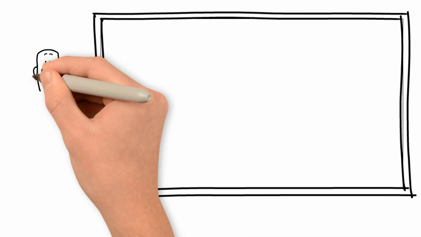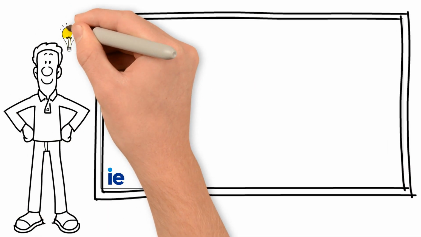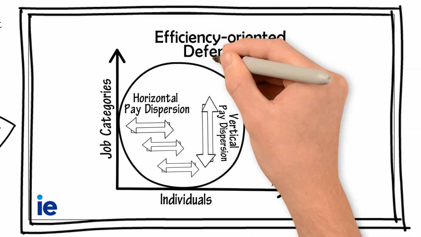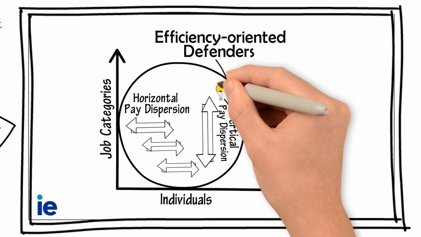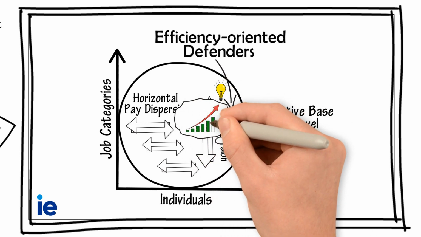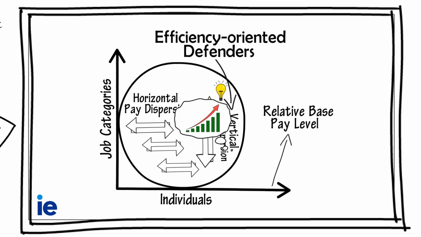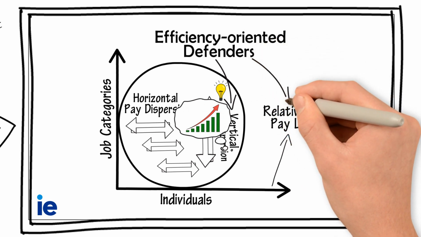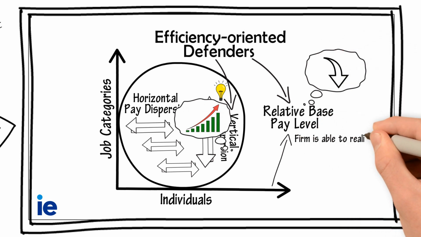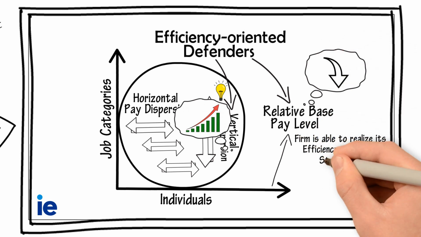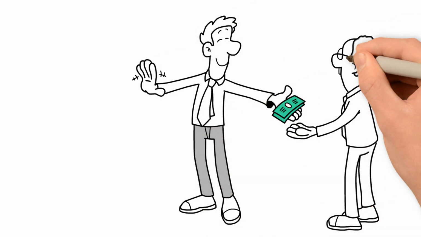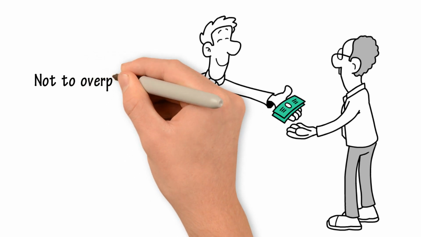Our results from a sample of 86 companies suggest that efficiency-oriented defenders seem to benefit from vertical pay dispersion, offering an opportunity for upward mobility through the ranks. At the same time, for efficiency-oriented defenders, the relative base pay level must be relatively low, such as the firm to be able to realize its efficiency-oriented strategy. Thus, defenders need to take care not to overpay employees relative to competitors.